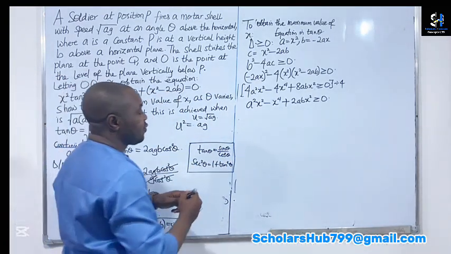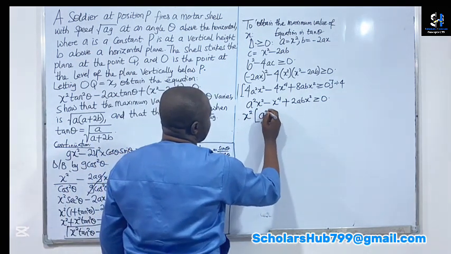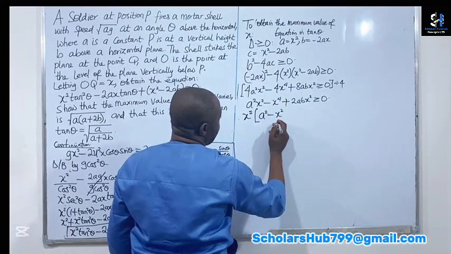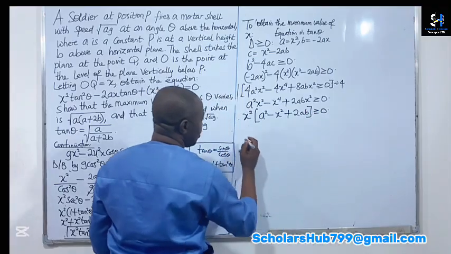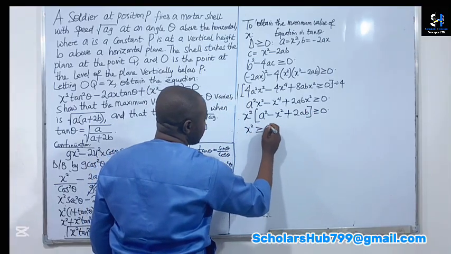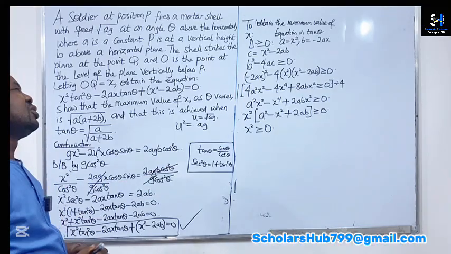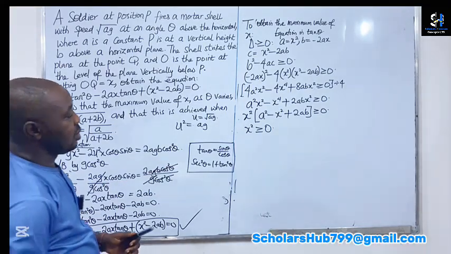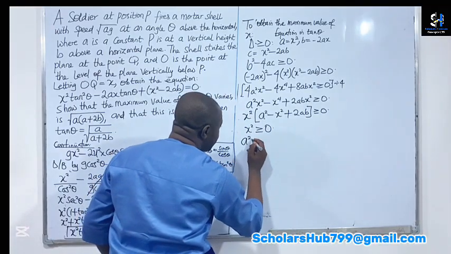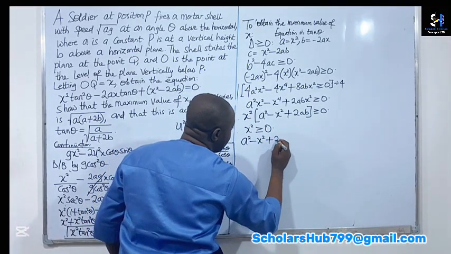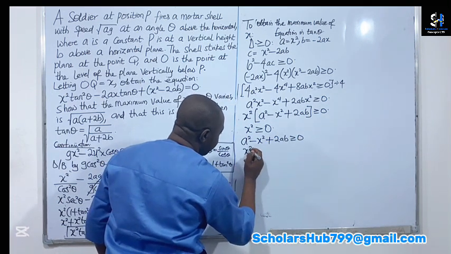Now let's factor out x squared. We have x squared open bracket a squared minus x squared plus 2ab greater than or equal to 0. That means x squared is greater than or equal to 0. We have a product, so we use the zero product rule. We set this greater than or equal to 0, so a squared minus x squared plus 2ab is greater than or equal to 0. We want to solve for x, so we have x squared.